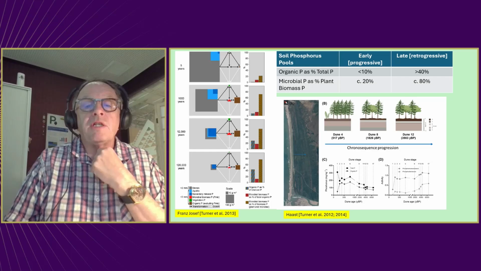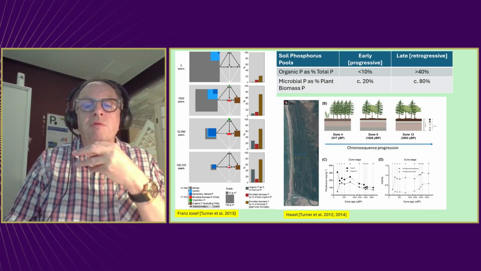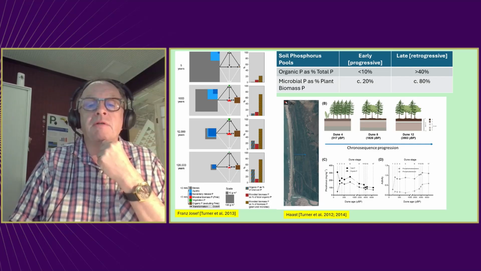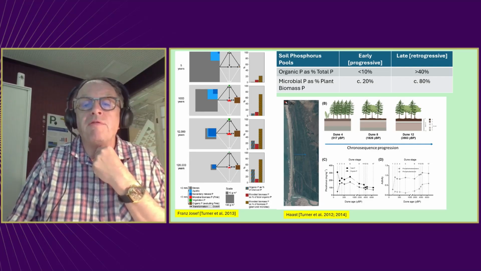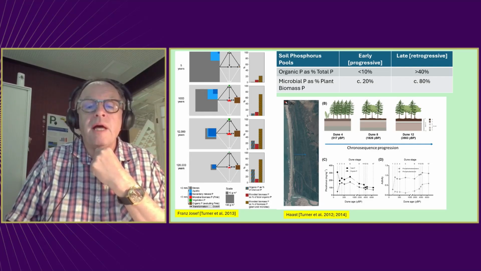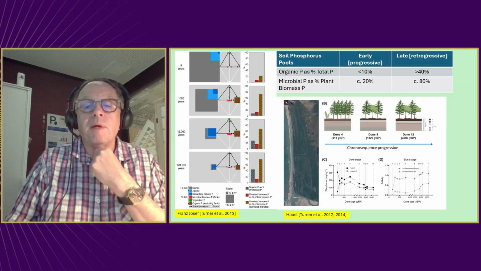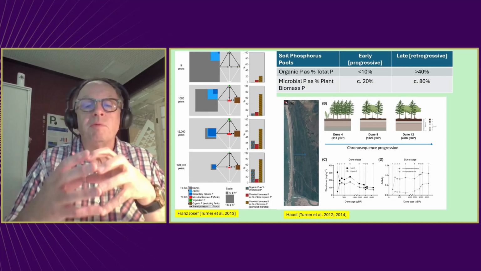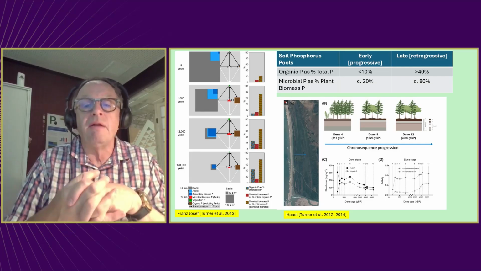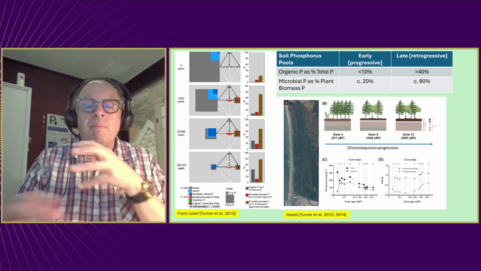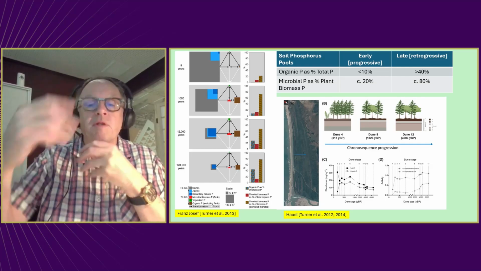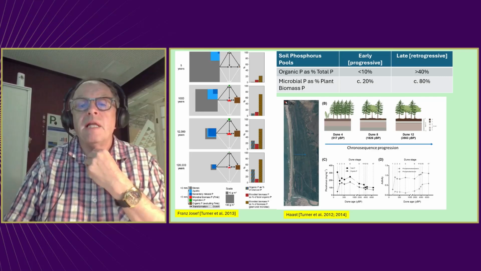What this illustrates, if you look at this table, is that organic phosphorus as a percentage of total soil phosphorus was less than 10% in the very early stages of the system, but it goes up to 40% in the later stages. That's consistent with what we see on this diagram. So the organic phosphorus becomes more important with time. And the microbial phosphorus, contained in bacteria and fungi, relative to the plant biomass phosphorus, in other words phosphorus going into the trees, is less than 20% early on, but it's 80% later.